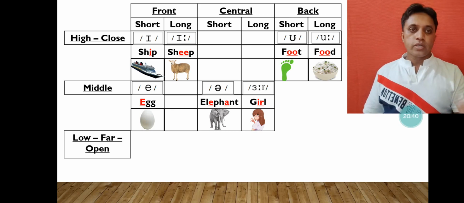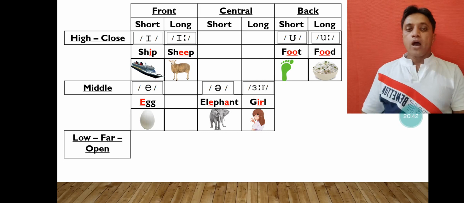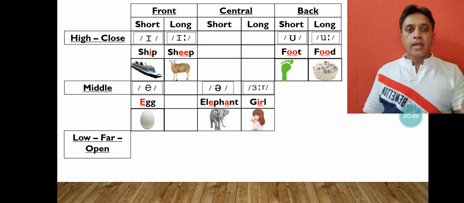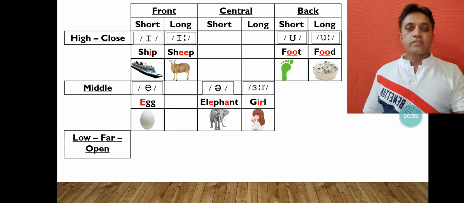Girl. Note, in American English, R is never silent. However, in UK English, R is silent after a vowel sound or vowel letter. And in UK English, this word is pronounced as girl. But in American English, this word is pronounced as girl. So this is the first difference between the US and the UK vowel sounds and the accent.